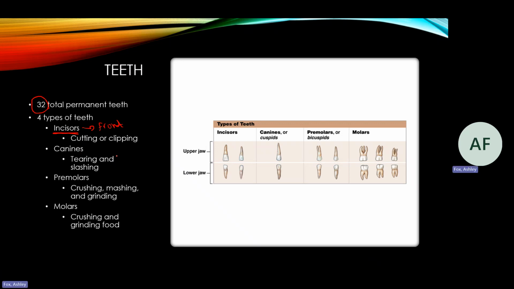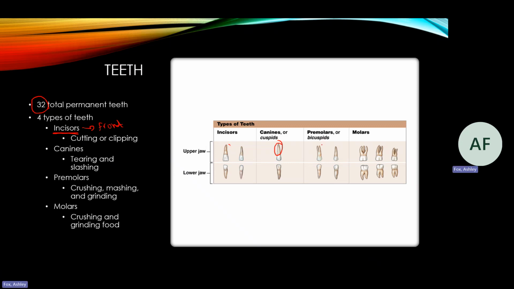You have your canines, which are next to it. If you're looking at upper jaw and lower jaw, and this is just one side, you have 2 incisors in the front. And then next to that, you have your canines. Those have a really massive root. Those guys are for tearing and slashing. So really grabbing into food and tearing it and pulling it apart.